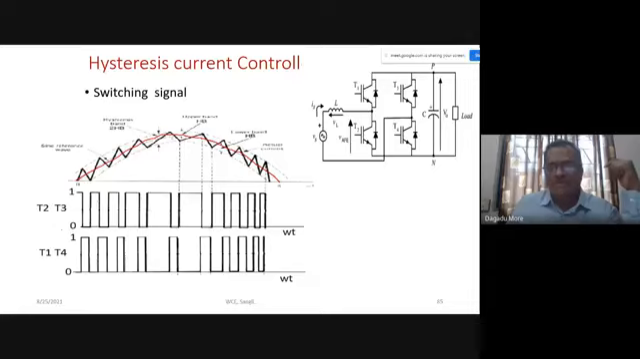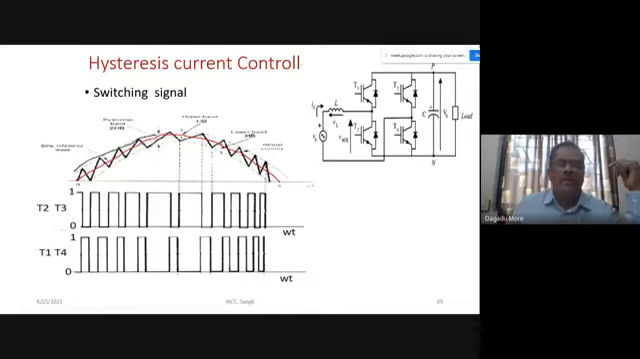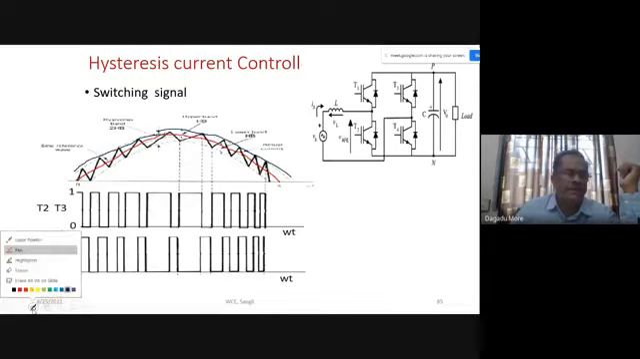So you will get this will be a current reference. Now in case of hysteresis controller, we are having a window, so that lower and upper band is there. This will be our upper band, and then we are having a lower band. This is the lower band.